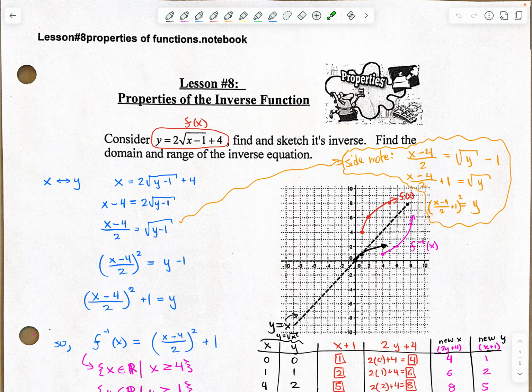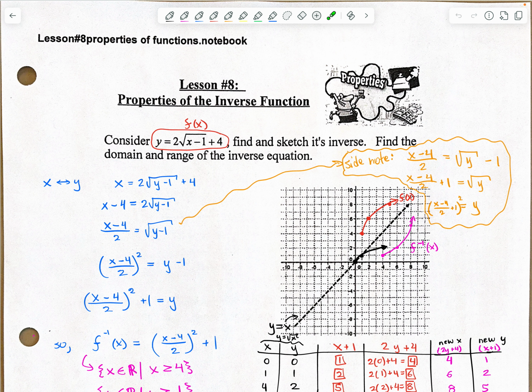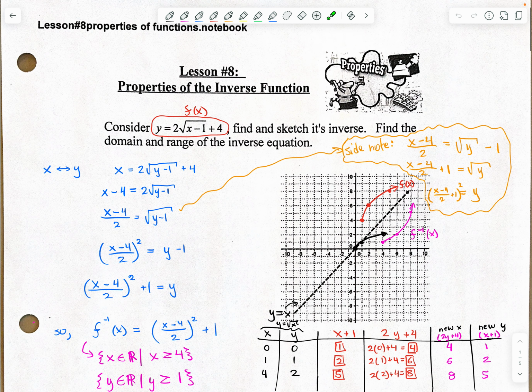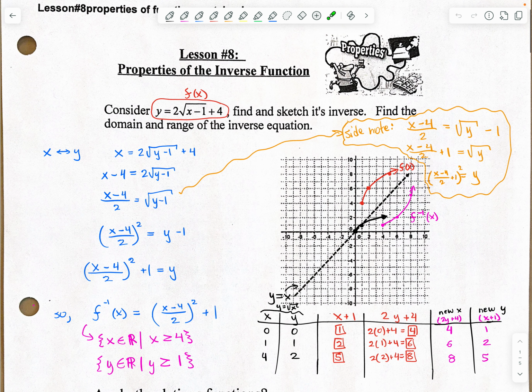So here, I'm going to start by swapping my x and y. So I'm going to say x is equal to 2 square root of y minus 1, plus 4. I'm going to subtract 4 from both sides, and then divide by 2 to get the square root of y minus 1. I'm going to square both sides now, and then add 1 at the end. So I get y is equal to this. So my inverse function is y equals ((x minus 4) over 2) squared plus 1.